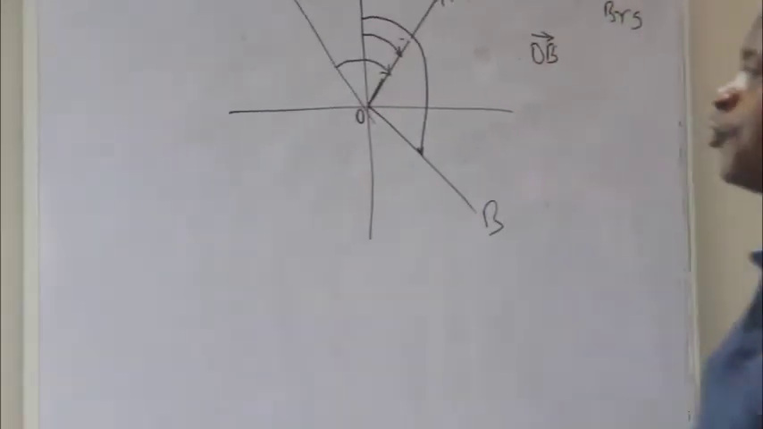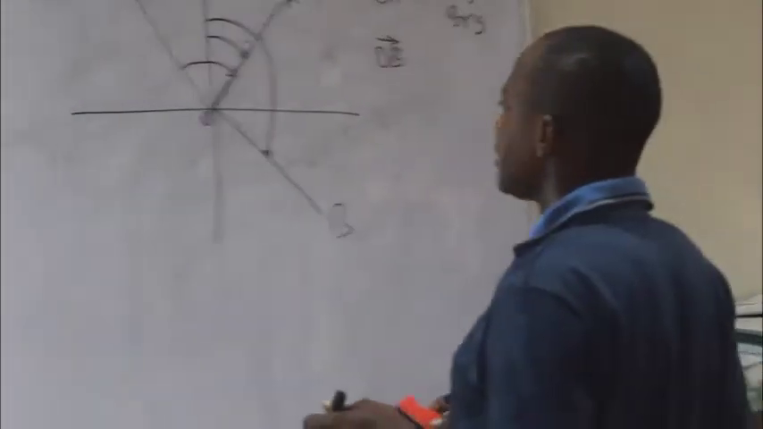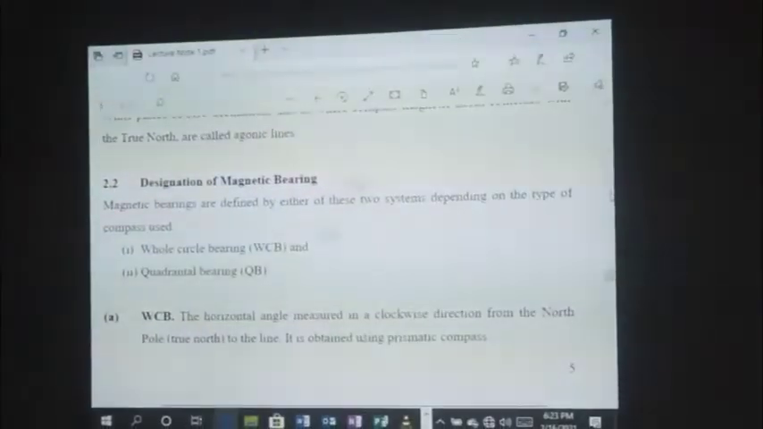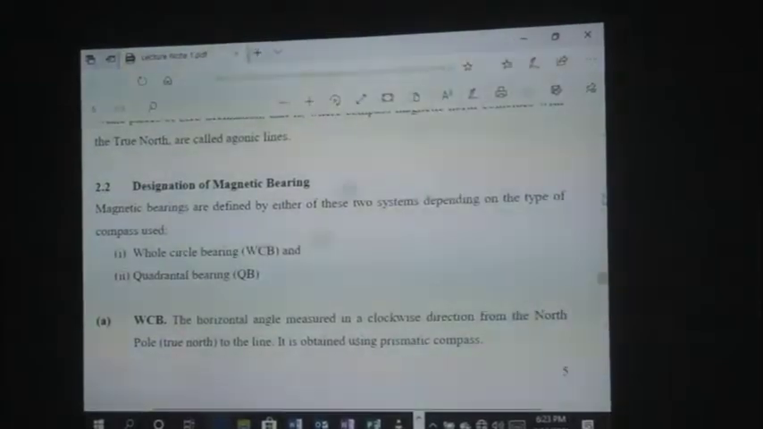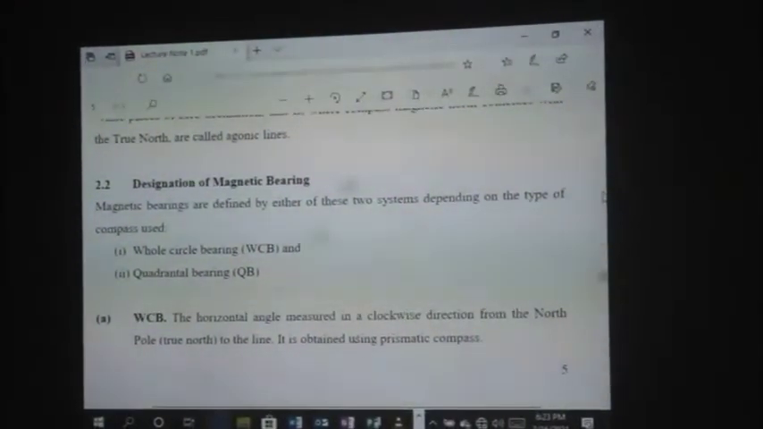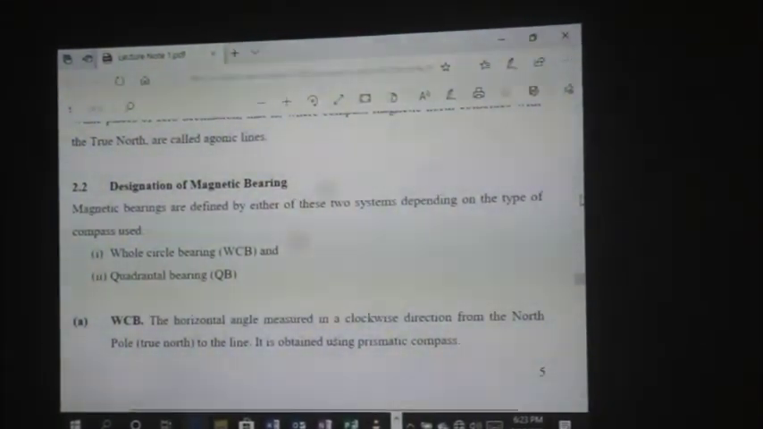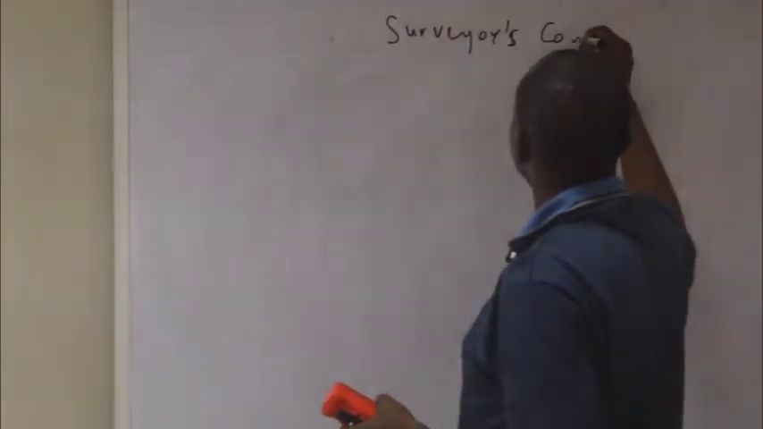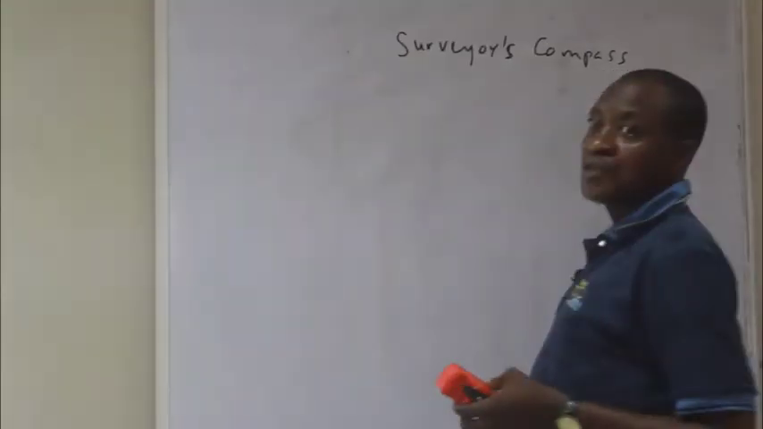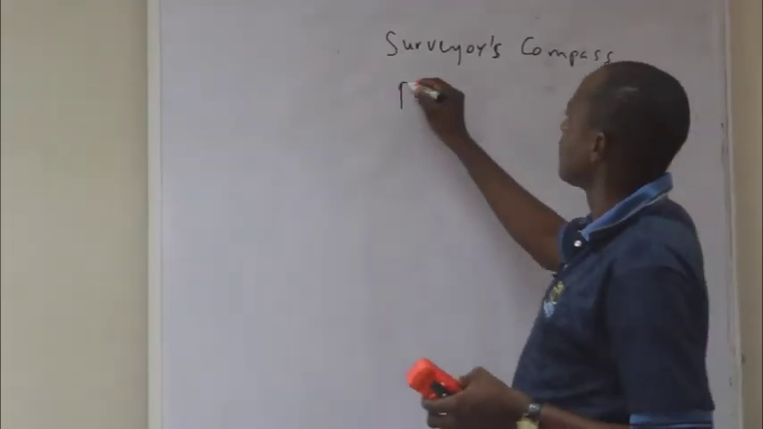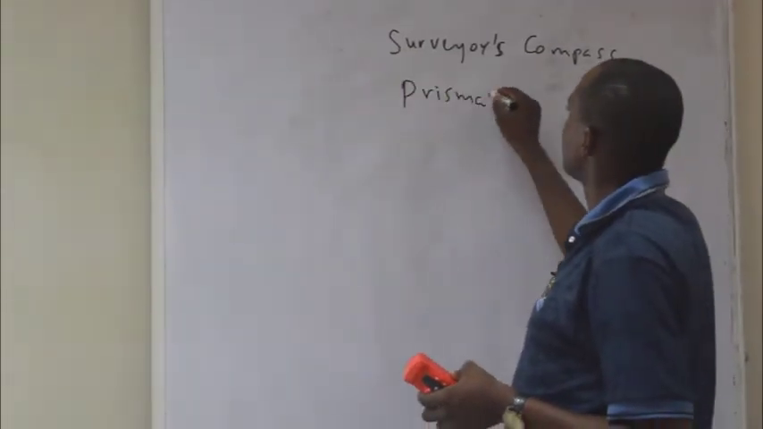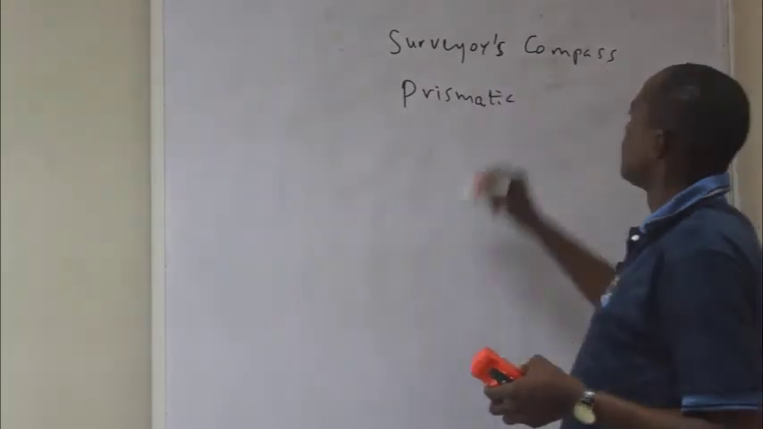Now, how do we designate magnetic bearing? Depending on the type of compass you use, we have two major types of compass. We have what we call the Surveyor's compass, and we also have the prismatic compass.